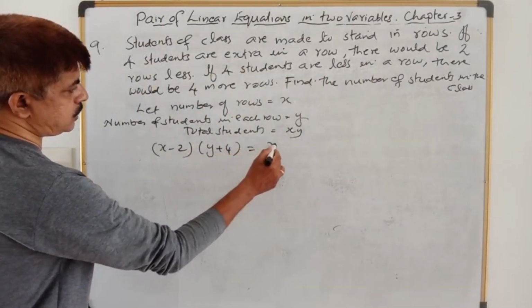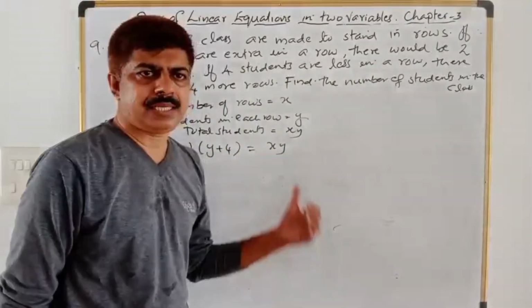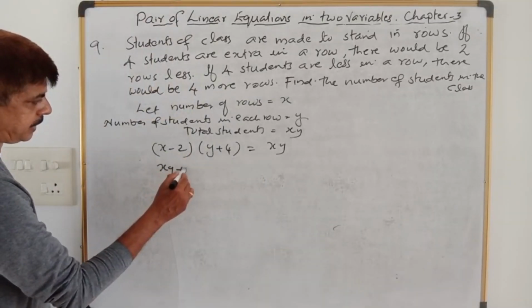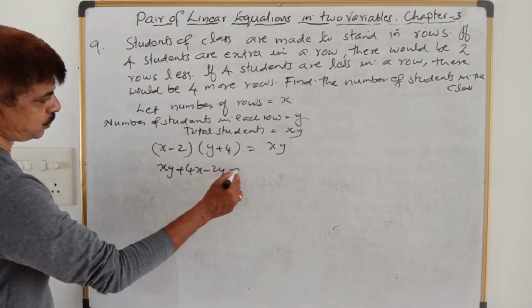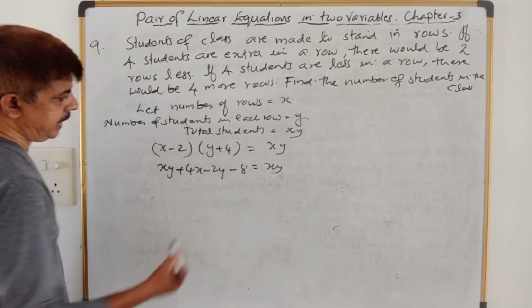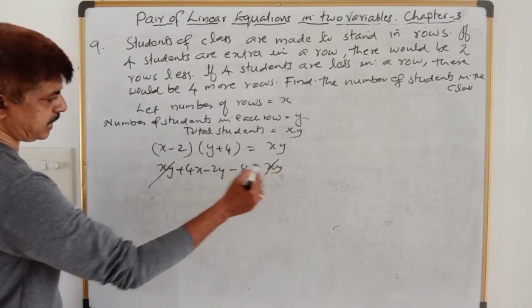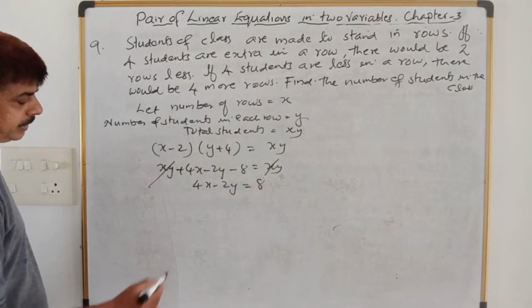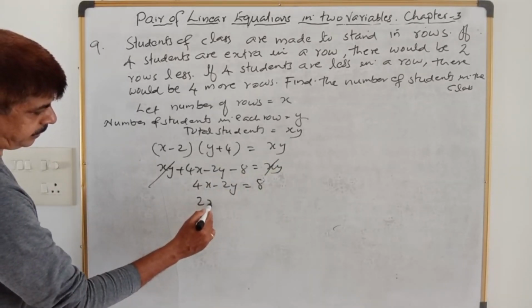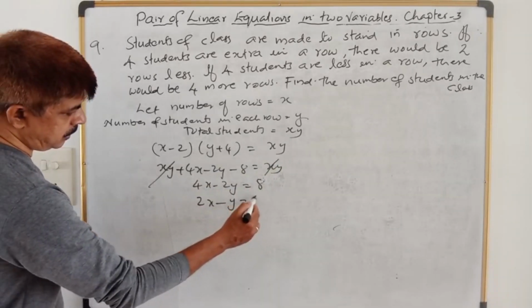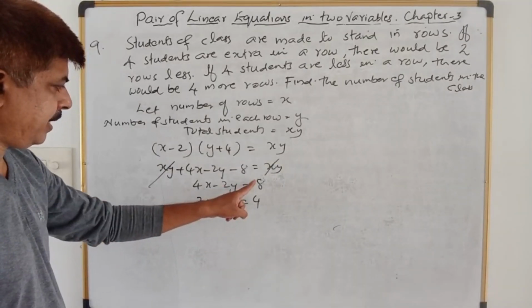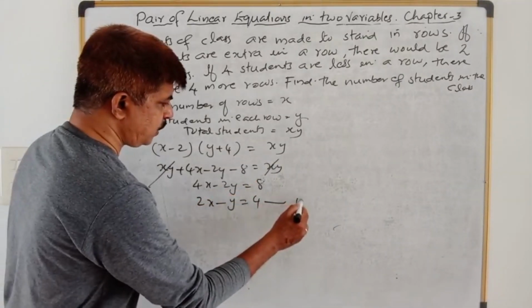That time what is the total students? There is no change in the total. So opening the bracket, xy plus 4x minus 2y minus 8 equals xy. So xy is cancelled. So 4x minus 2y is equal to 8. We can simplify by 2: 4 by 2 is 2, 2 by 2 is 1, 8 by 2 is 4. This is our first equation.